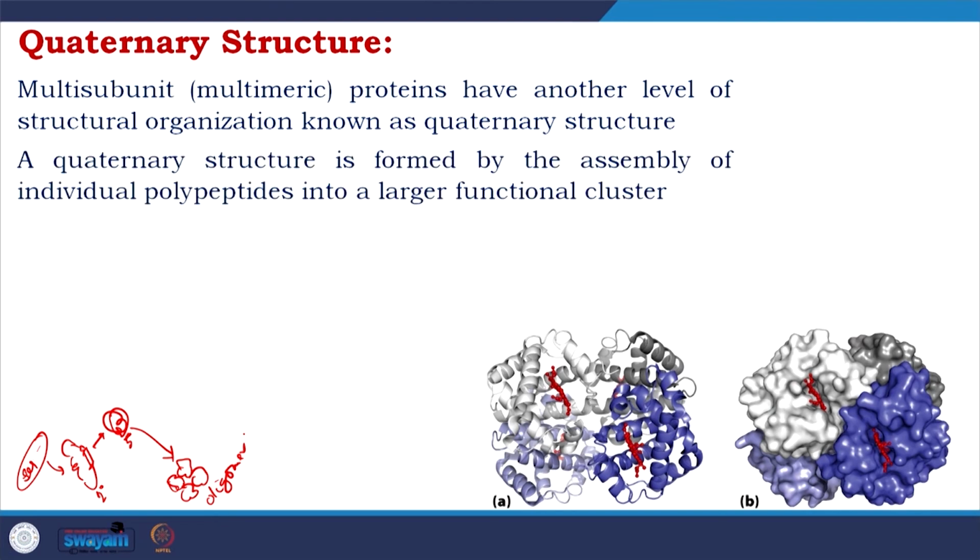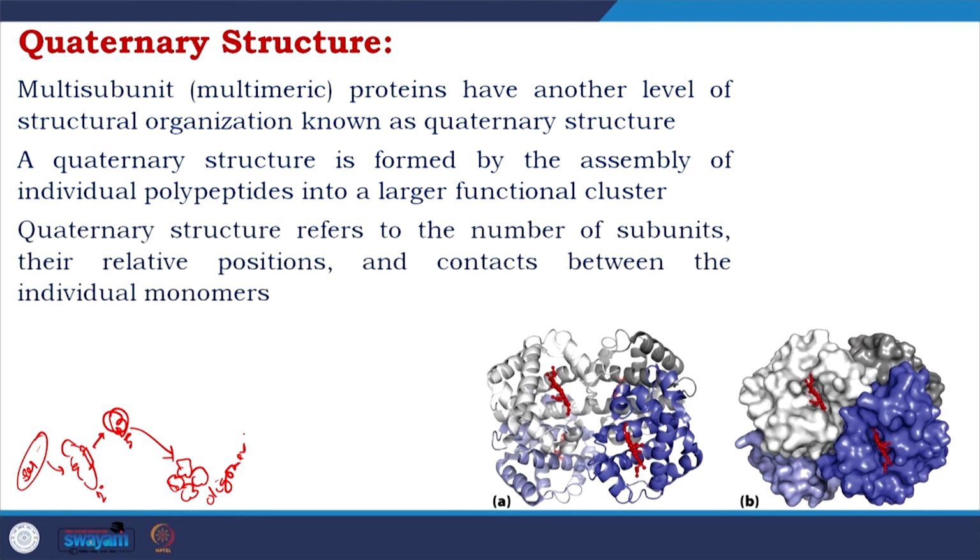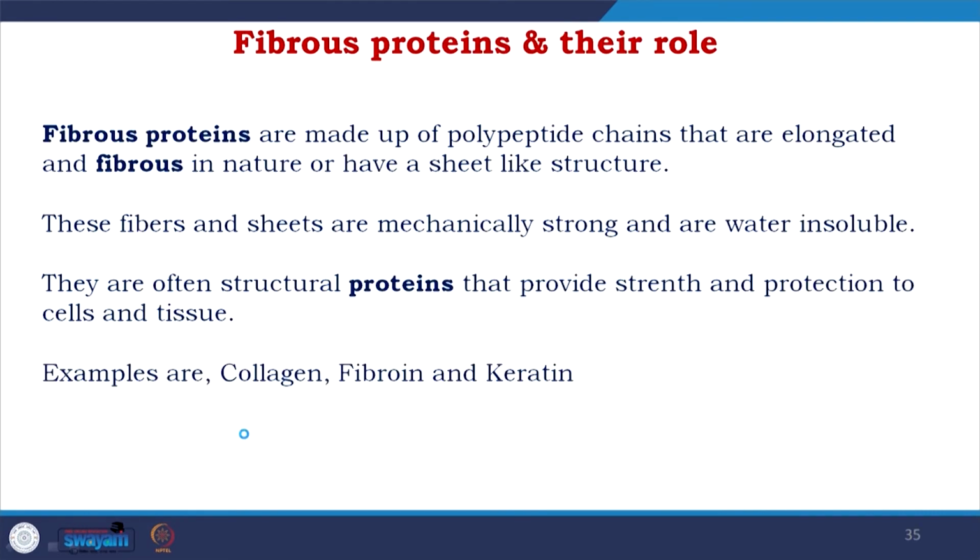A quaternary structure is formed by the assembly of individual polypeptides into a larger functional cluster. Quaternary structure refers to the number of subunits, their relative positions and contacts between the individual monomers. So, as I told, there are 2 types of proteins, fibrous and globular protein.